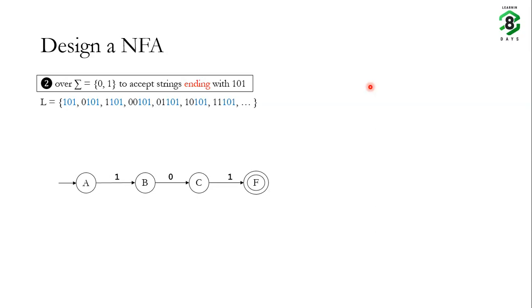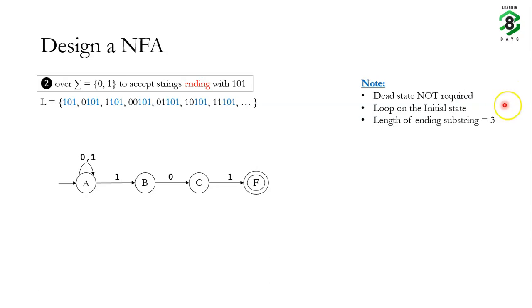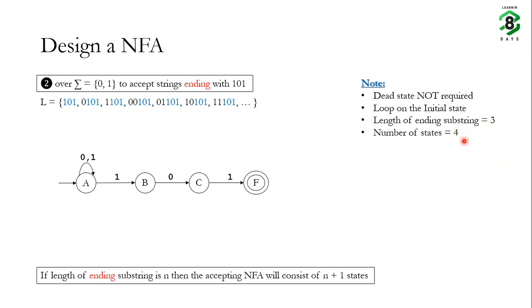And as before, whatever we receive before receiving 101 doesn't matter. We can put a loop in the initial state to indicate that the machine can receive any number of inputs until it receives a 1, a 0 and a 1 to go to the final state. Again, observations on this state. Firstly, there is no requirement of a dead state. Secondly, there is a loop on the initial state as we saw in the previous case as well. Thirdly, if the length of the ending substring is 3, then the NFA has 4 states. So in general, if the length of the ending substring is n, then the accepting NFA will consist of n plus 1 states. Okay, so let's look at the next problem.